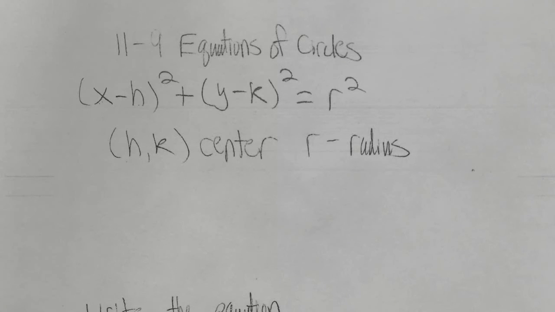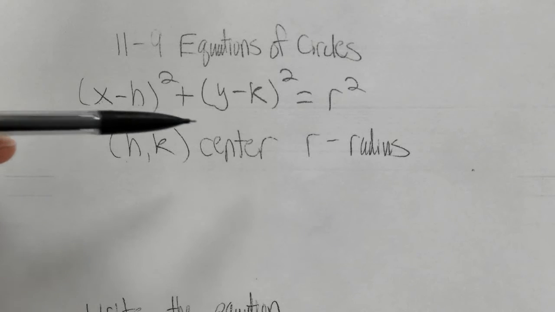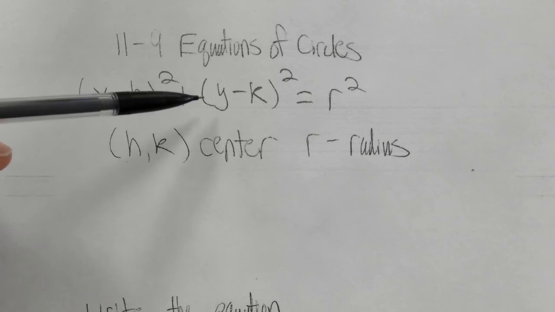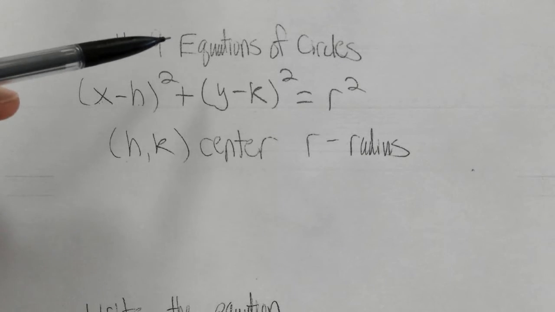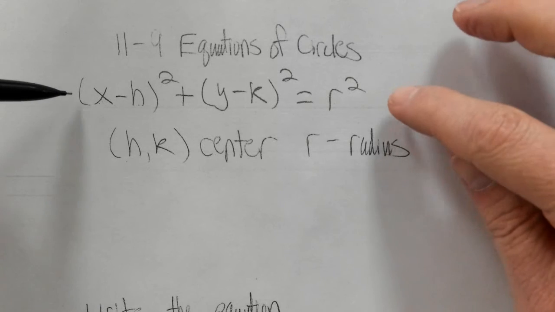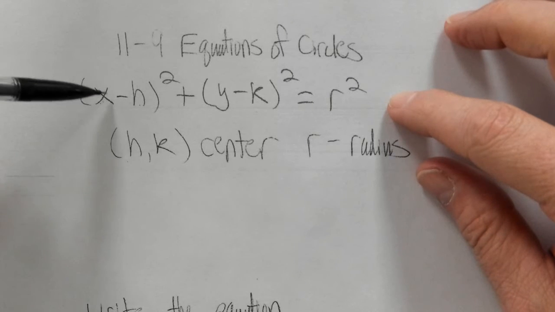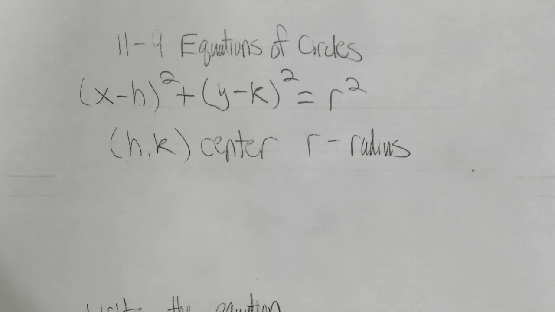Now, just like you have an equation for a line, y equals mx plus b, and remember m stands for the slope, b is the y-intercept, you learned that in algebra. All right, circles also have equations, and here's the general equation for a circle. It's (x minus h) squared plus (y minus k) squared equals r squared.